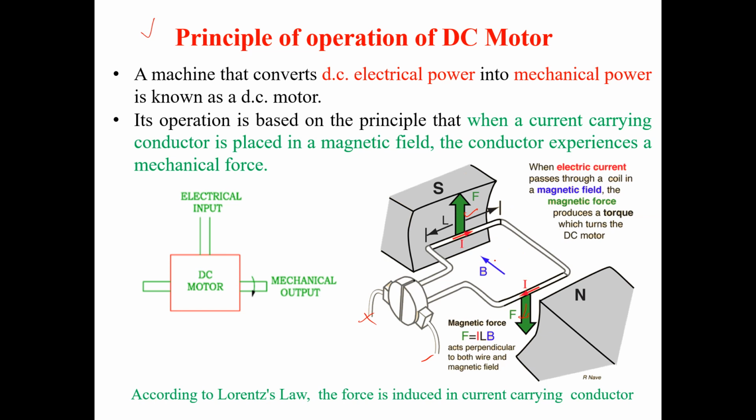That means this coil tends to move in this direction, and the magnitude of force produced in this coil is determined by the formula ILB, or we can say BIL, where B is the flux density of that magnet, I is the current flowing in that coil, and L is the effective length of the coil which is under the influence of the magnetic field.